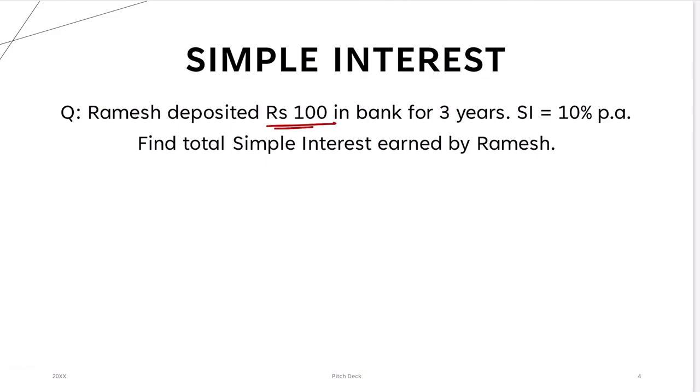Ramesh deposits 100 rupees in a bank for 3 years at a simple interest rate of 10%.